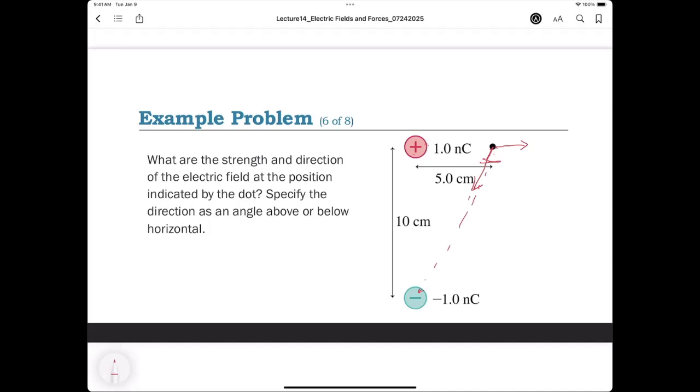Then you just calculate, because it has given you the charge and the distance. You can calculate the distance from here to here, and then you can calculate E equals K q divided by r squared. Use this equation to calculate the two different fields, and then use vector addition to calculate the result. Does that make sense to you?